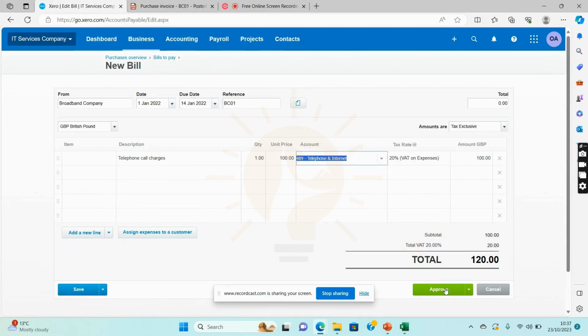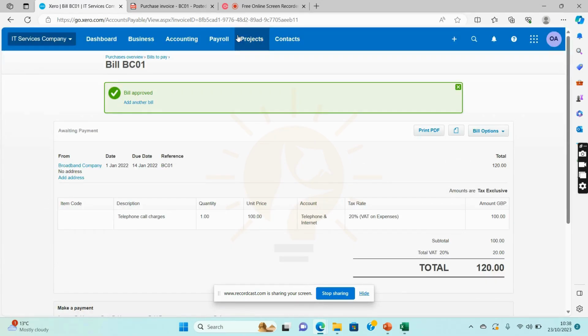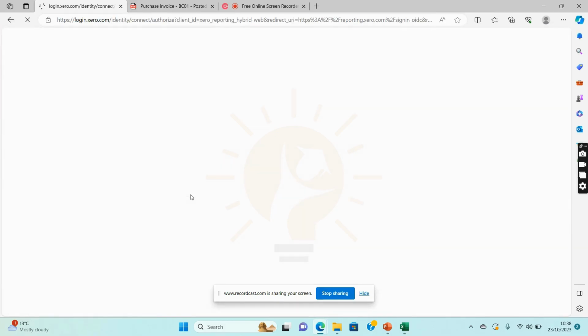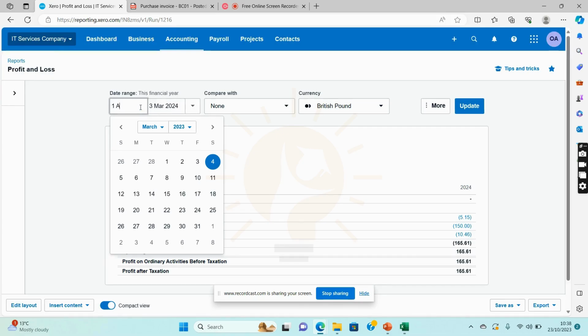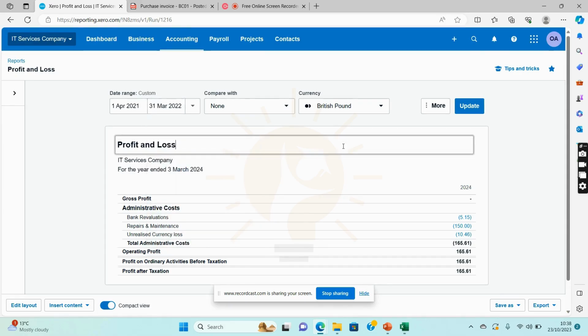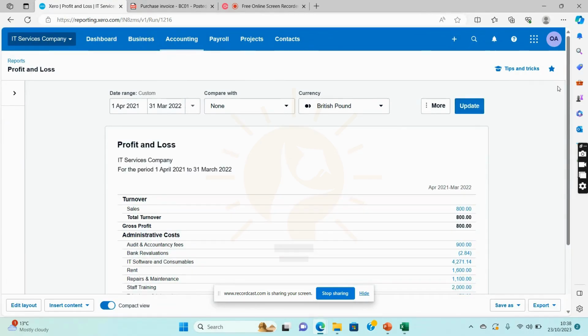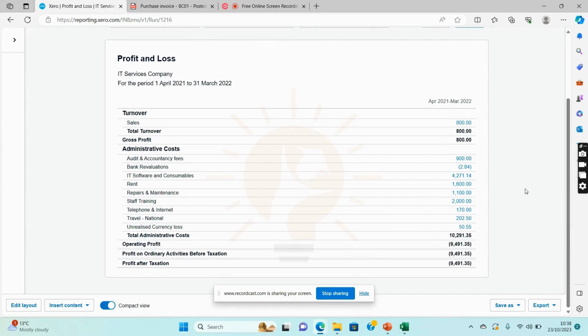Okay. Firstly, I have to approve this invoice, and I will go back to accounting, profit and loss account. Our starting date is 1st of April 21, and the year end date is 31st of March 22. Now I will click update, and I am specifically looking at telephone expense. So telephone and internet under administrative cost, I will click here.